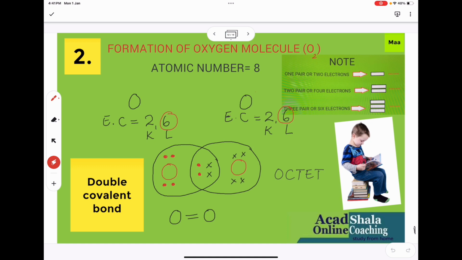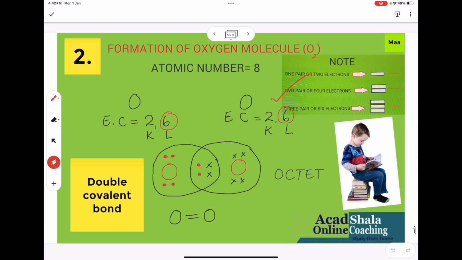So, how we are going to show the formation, children? We are going to show the formation by writing the atomic number first. Atomic number of oxygen is 8. I will write the electronic configuration. I've written EC, that is 2 and 6, right? And this is K shell and this is L shell. Now we have to work on the last shell, that is the valence electrons. I've written the other atom's electronic configuration as well over here, 2 and 6, K and L. We have to work on the outermost electrons, that is the valence electrons.